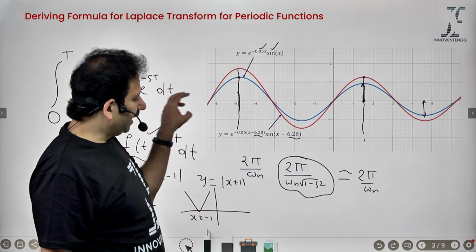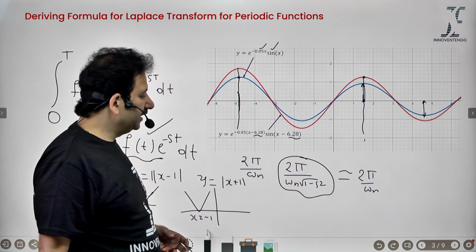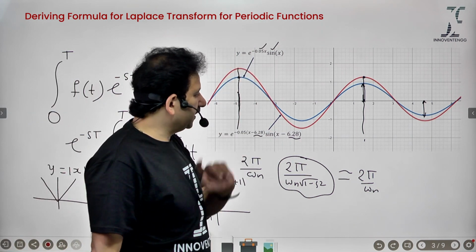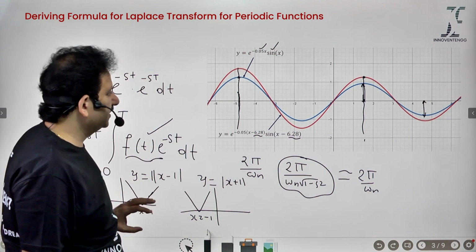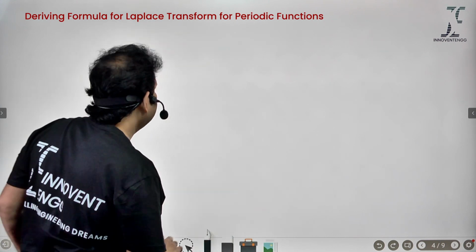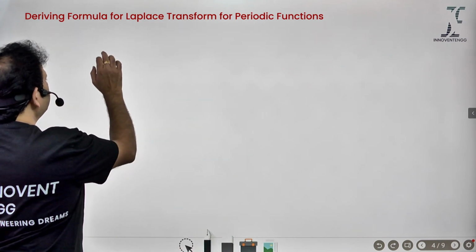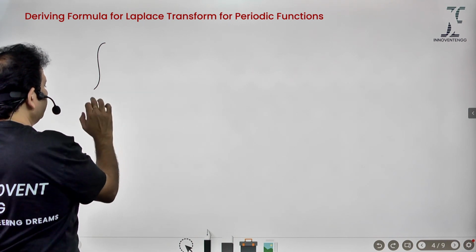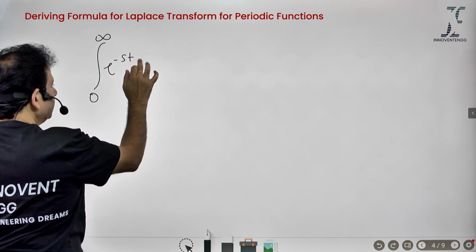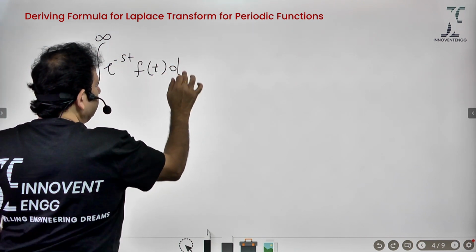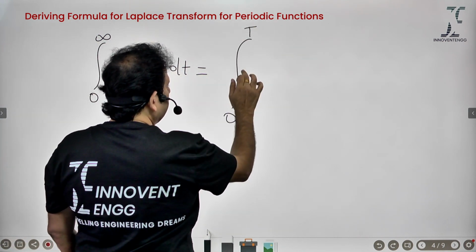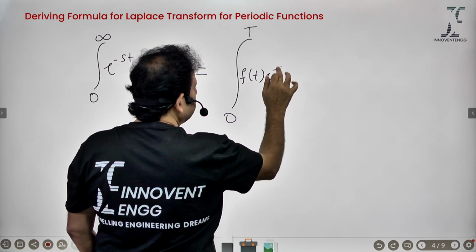So this is just a high school way of visualizing what is going on. Since we had an exponential and a periodic function, I chose this particular idea to help you visualize what is going on. So now, having understood this, let's consider our original integral, which was split into an infinite number of integrals. Let us see how it can be manipulated now. The integral of e power minus st f of t dt is equal to the integral from 0 to T of f of t e power minus st dt.